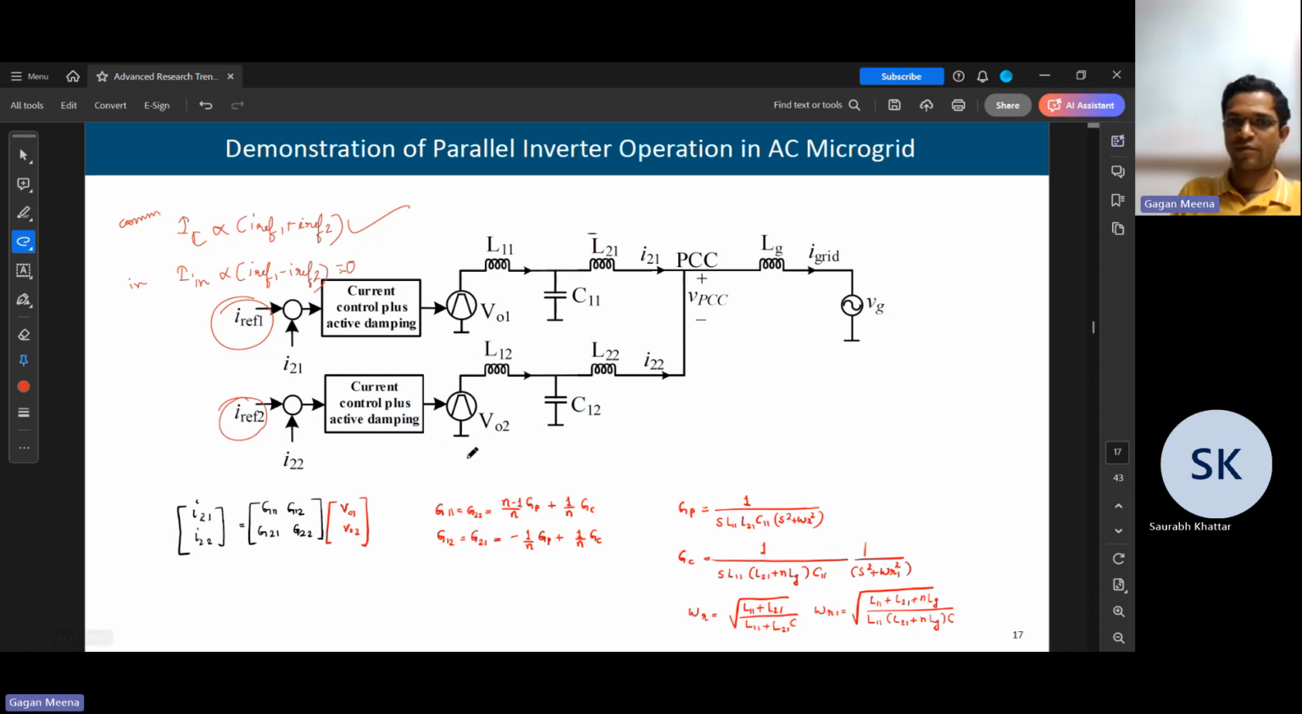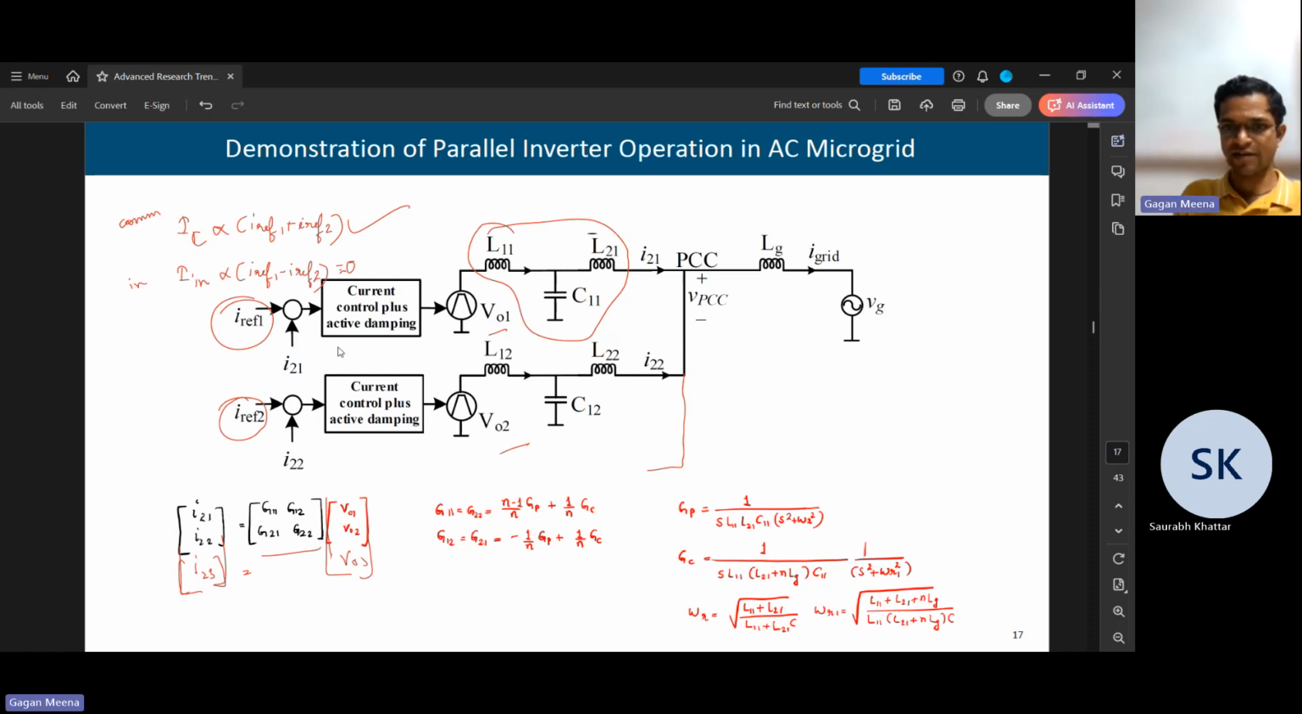Here we have two such inverters. If we have three, then we can have one more, and in that case, this will be I23. This will become a 3 by 3 matrix. We will have one more row and column, and this will become V03, the pole voltage. These are the pole voltages V01, V02. And this is the LCL filter, and finally we find that these are the two resonant frequencies for the two converters, for the two inverters.